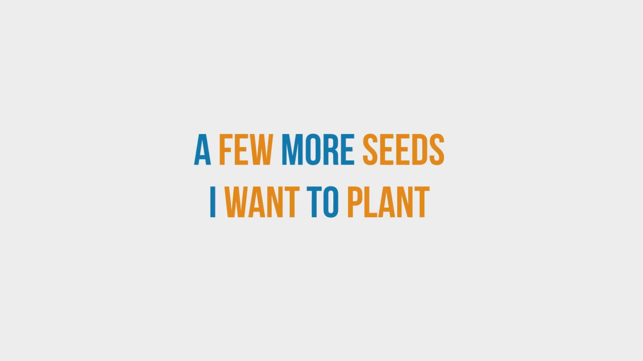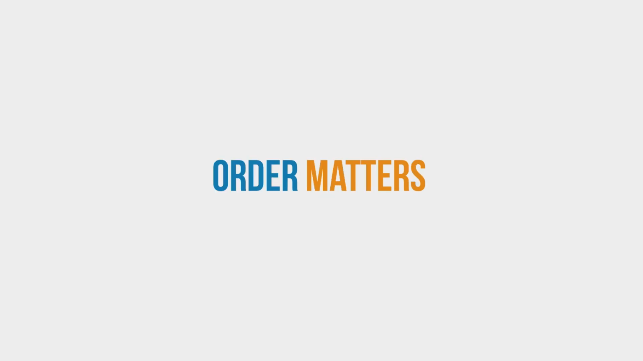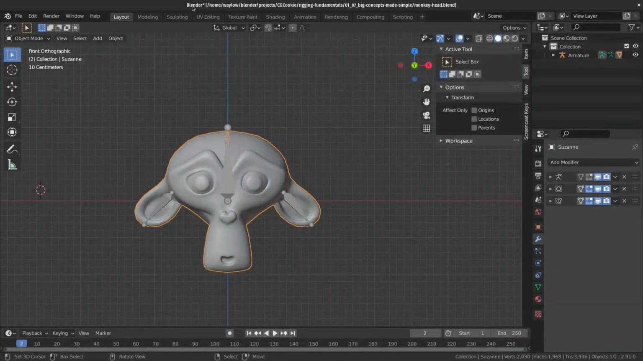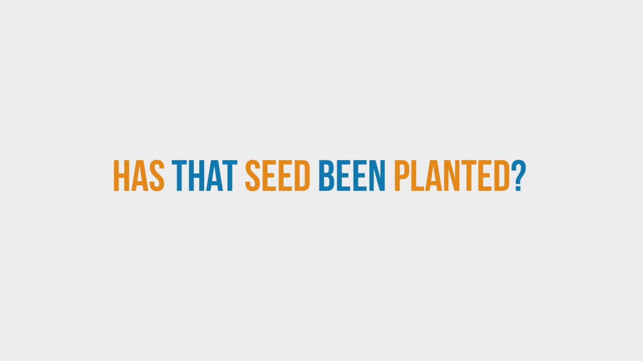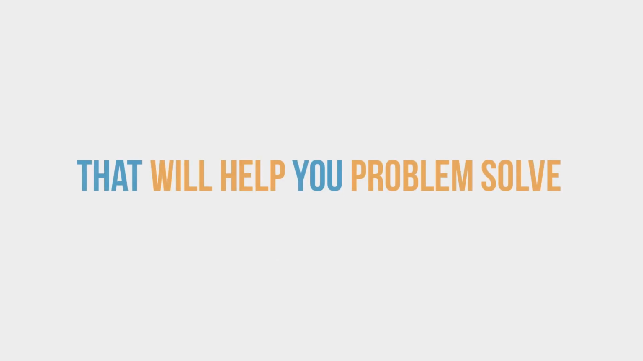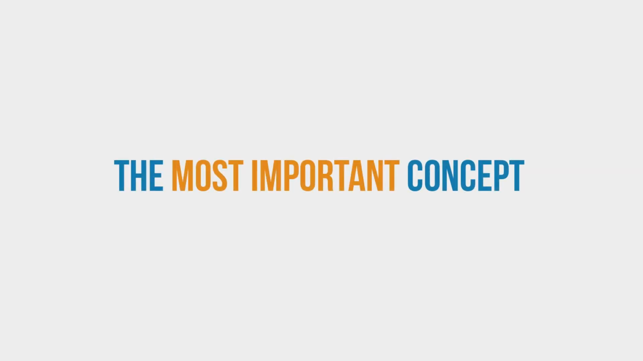Now, there's a few more seeds that I want to plant early, and that is that the order of the constraint stack and the modifier stack matters. It is calculated from the top to the bottom, so the order that you put your constraints or the order that you put your modifiers makes a difference. All right, is that seed being planted? Excellent. That's going to help you do some problem solving if you ever run into issues. Now, finally, this is probably the most important concept to understand.